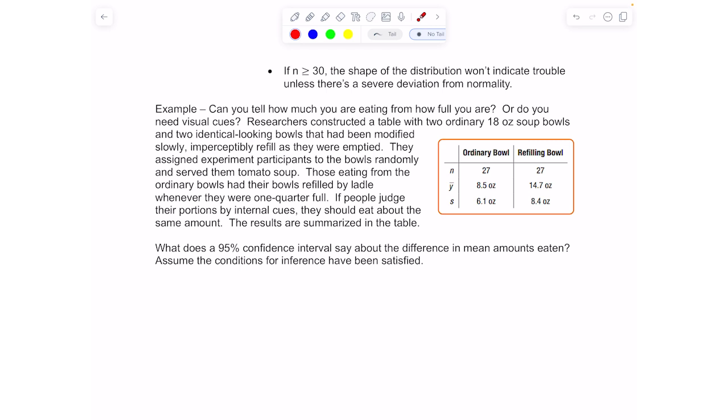Anytime we have these examples, please pause to read the problem, and then you can even attempt the problem on your own if you'd like, and then you can unpause when you're ready to go over it.